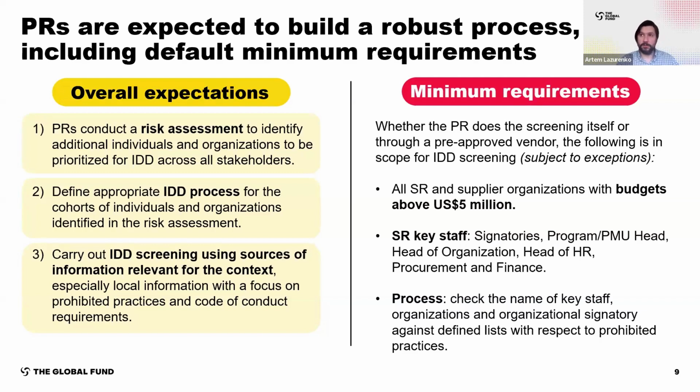So each PR needs to do its own risk assessment and understand what the hotspots for integrity risk are in my case. If we were to find restrictive measures in place, like, let's say, an organization subject to terrorism sanctions or due to terrorism financing, what part of implementation is most exposed to these kinds of risks? This needs to be understood so that an appropriate IDD process can then be defined for all of these counterparties.